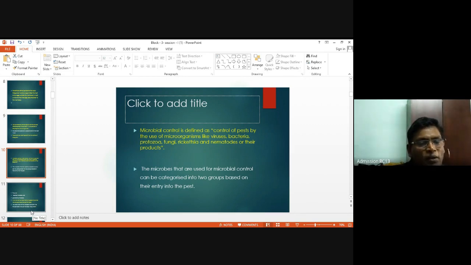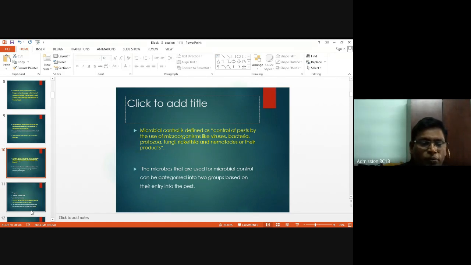Apart from that, microbes are also used to control pests. So what do we mean by microbial control? It is defined as the control of pests by the use of microorganisms. By applying microorganisms like viruses, bacteria, protozoa, fungi, rickettsia, nematodes and other products, these are some of the examples of microbes which are used in order to control the pests in the crop field.